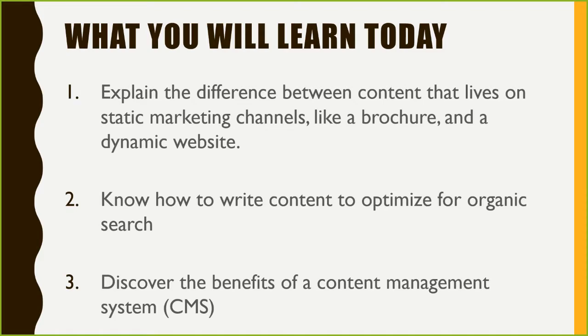Another thing that we're going to do, bullet point 2, is know how you can write content to optimize for organic search. And that's a really fancy way of saying you're going to figure out a way to put tags and stuff like that so that people who search for you on Google will get your website. For instance, if you're a glass installation company, you're going to use some keywords and optimize your pages so that people who are searching for you find you and not your competitors.